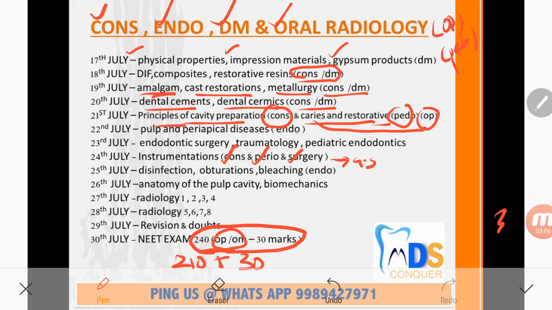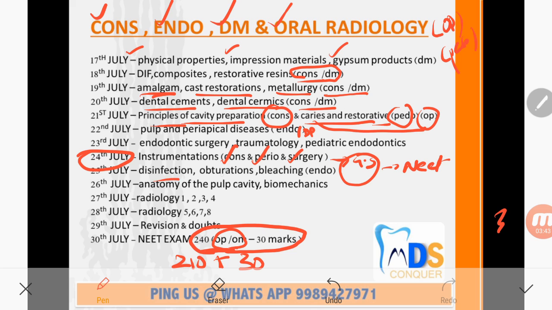Pulp and periapical you have to cover in endo as well as in oral pathology, followed by endodontic surgery, trauma and pediatric endodontics. These are all related. You have to cover them. For instrumentation, you are going to have two classes, one on cons and one on perio and surgery. General surgical instruments and tubes and everything are very important from the NEET point of view. So you have to give some importance to the diagrams in particular about this instrumentation, whether it is either AIIMS or NEET. This topic is very important.